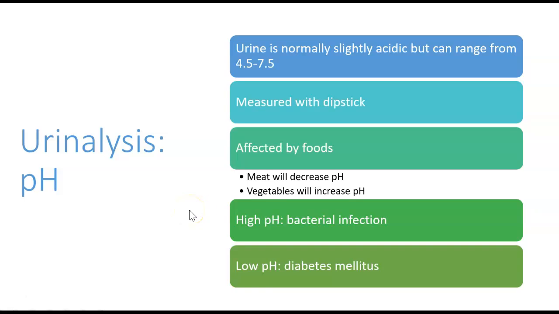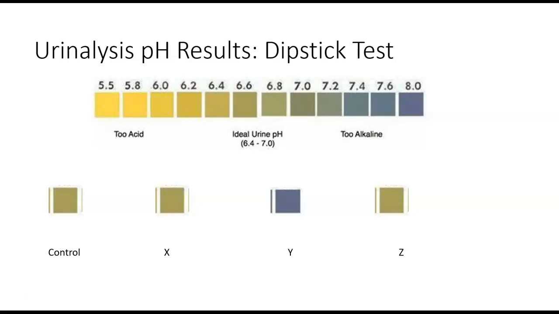High pH, so alkaline pH, basic pH, can be indicative of a bacterial infection. Acidic pH can be indicative of diabetes mellitus. So here are your dipstick tests. These are the colors that you want to compare it to.